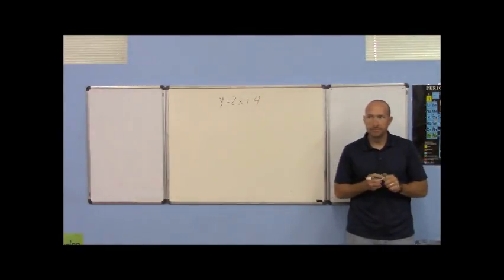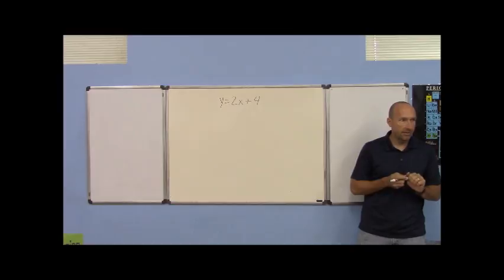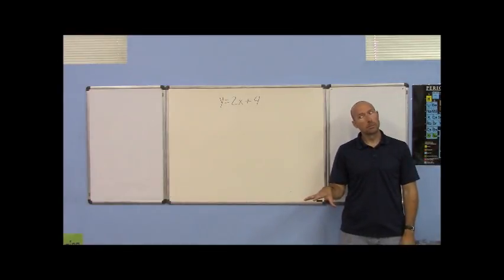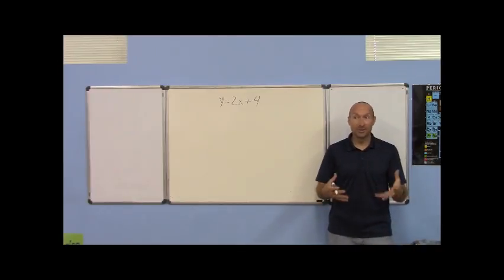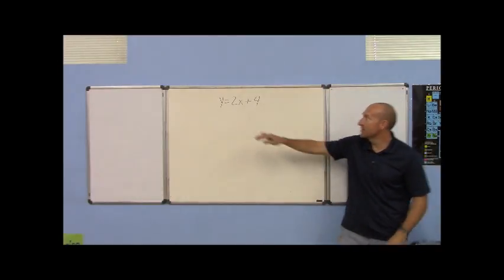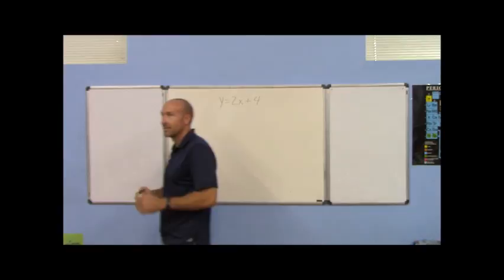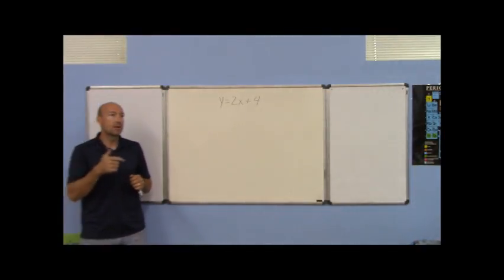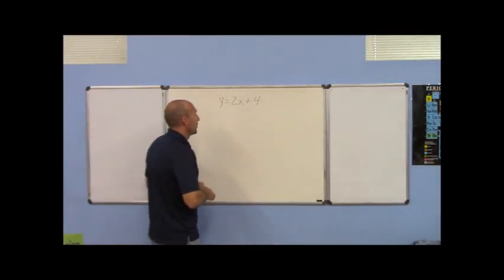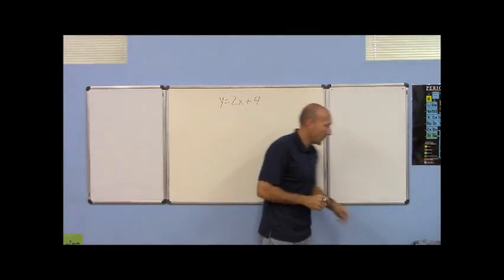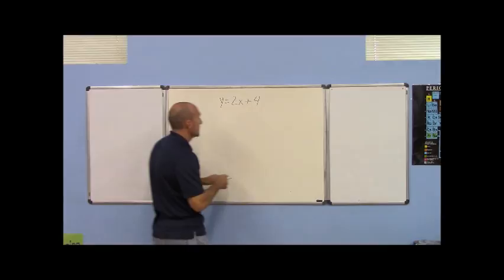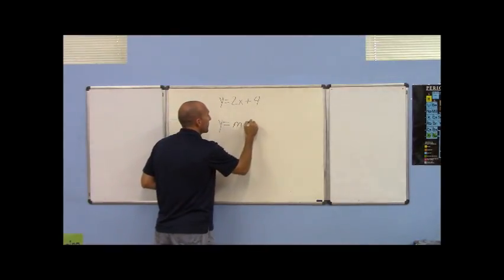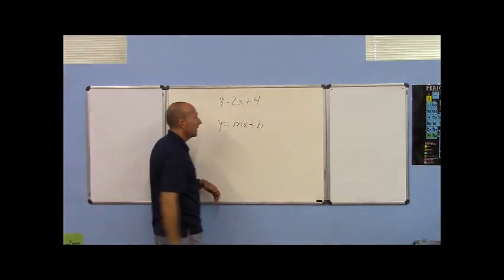Who can see it? What does it look like? You don't have to be sneaky. I'm telling you to look in your book. And people are like, no, look in your book. It's okay. What's it called? Whenever it's in this format, what is that called? Slope what? Intercept. Slope-intercept form.